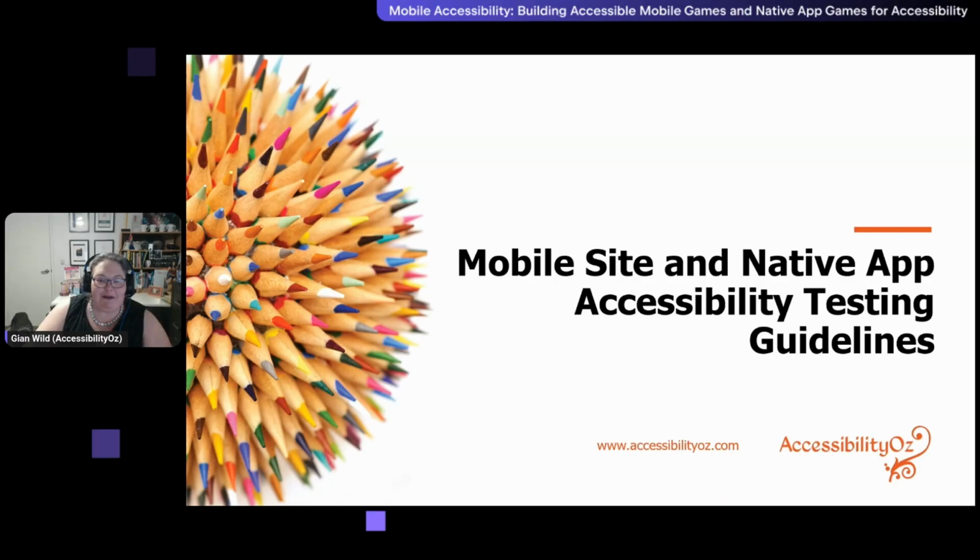So today I'm going to be talking about the mobile site native app accessibility testing guidelines, specifically what they are so that you can actually apply them when creating accessible games.